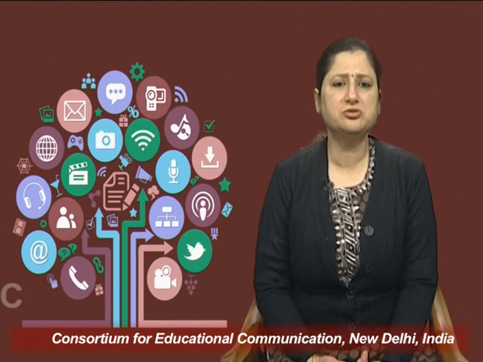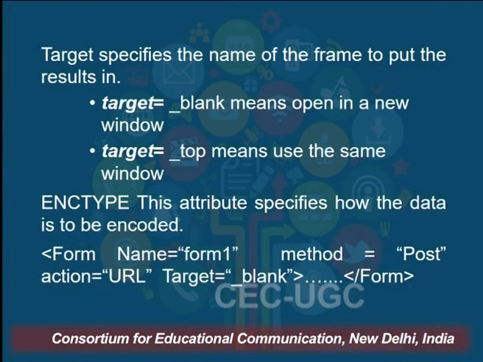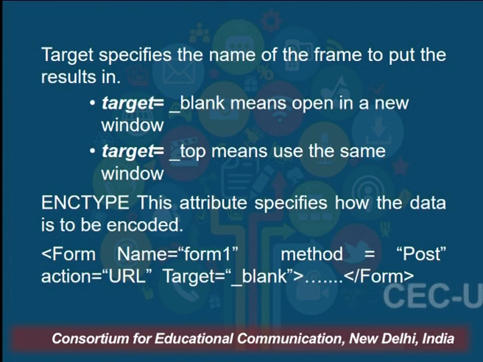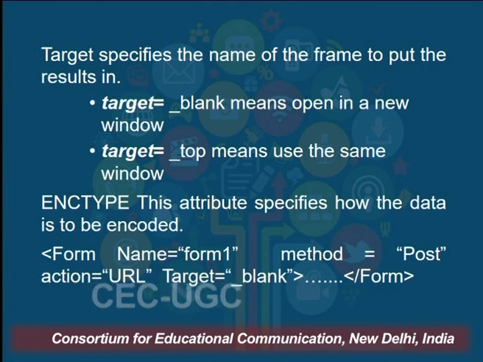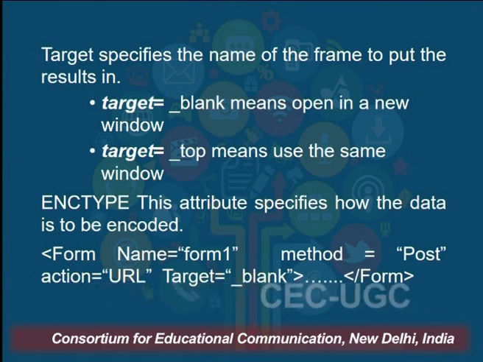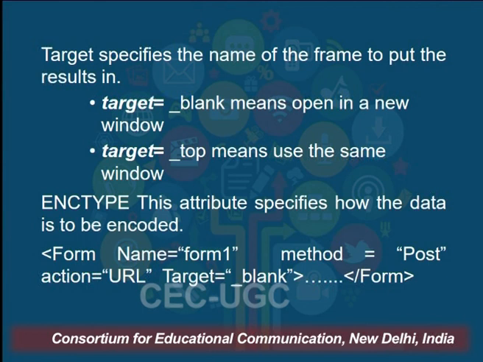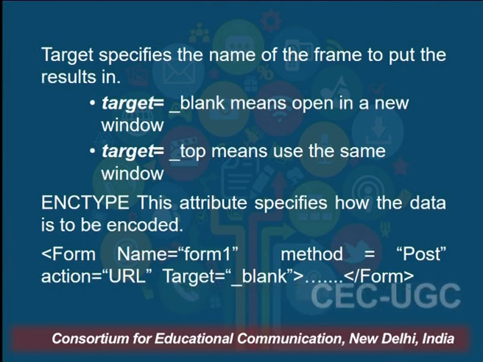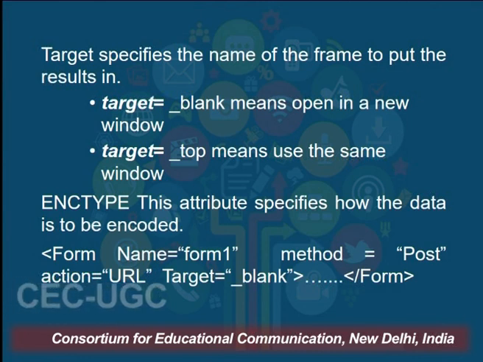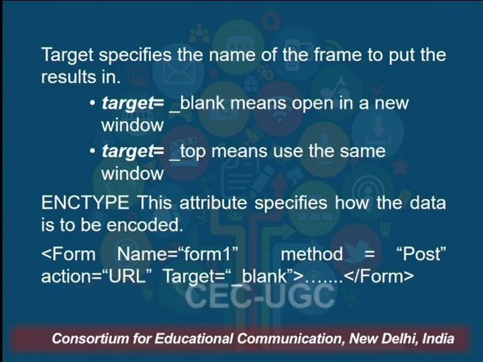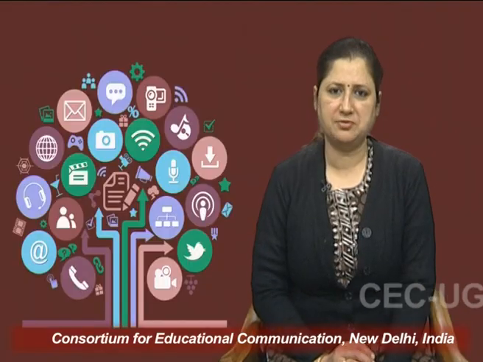Then you also need to specify the encryption type that you want to use. Nowadays everybody is very conscious about the way the data is being sent and encoded. So that also needs to be shown, that is, the encryption type of the form, how the data is going to be sent. These were some of the attributes which you give with the form tag. You will give the form name, a target, an action, a method, and an encryption type.